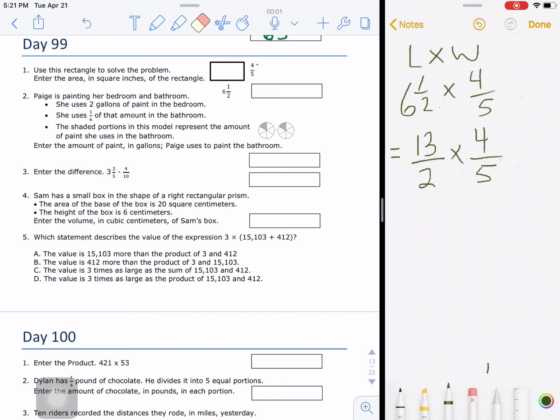And remember that when we multiply fractions, we multiply the numerator times the numerator and the denominator times the denominator. But I can also cross-cancel in order to simplify. So I could do 13 times 4 and 2 times 5. But what I'm going to do is cross-cancel here. 2 goes into 2 once, 2 goes into 4 2 times. So now I have a simplified fraction of 26/5.